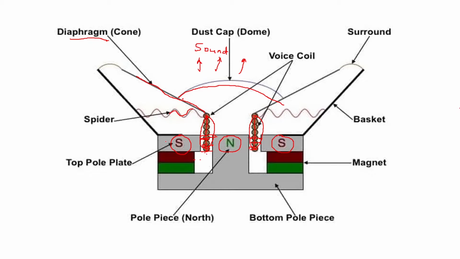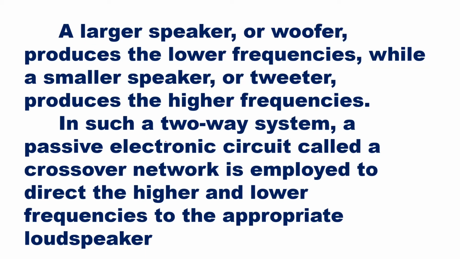If the frequency is very low, then you can have a subwoofer. And if the frequency is very high, then you can have a super tweeter. But woofer and tweeter will be on the opposite ends of the frequency spectrum. And in between, in the mid range, you can have mid range speakers. So in the basic speaker, a larger speaker or woofer produces the lower frequencies, while a smaller speaker or tweeter produces the higher frequencies. This is how they convert low frequency and high frequency into sound waves.